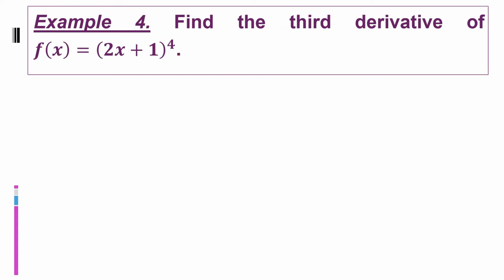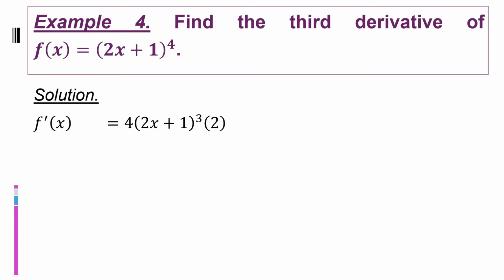Find the third derivative of f of x equals 2x plus 1 raised to 4. So, taking the first derivative, we have, power rule lang to, then chain rule. 4, ibaba natin, so we have 4. Then 2x plus 1 cubed, minus 1 siya. Okay? And then, times derivative ditong nasa loob is 2. So that is 8 times 2x plus 1 cubed.